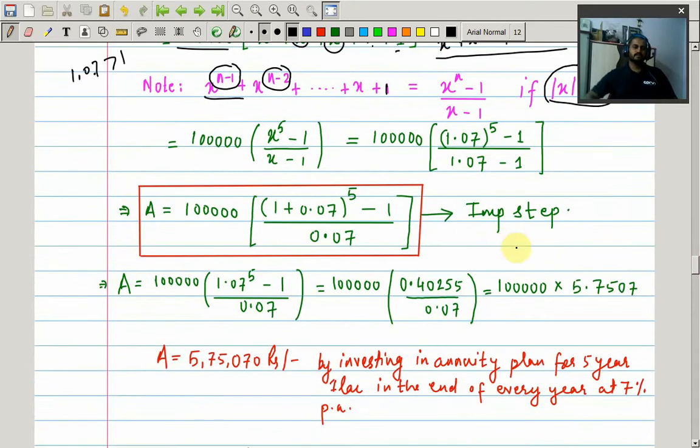It's a geometric progression. So this is clear to everyone. Now put the values back into this formula. What is x? x is 1.07. You can solve this by using a calculator. This is a very important step. So keep this step in your notice, and let's move further. So this is how I have calculated the things. So this minus 1 is again 0.07.